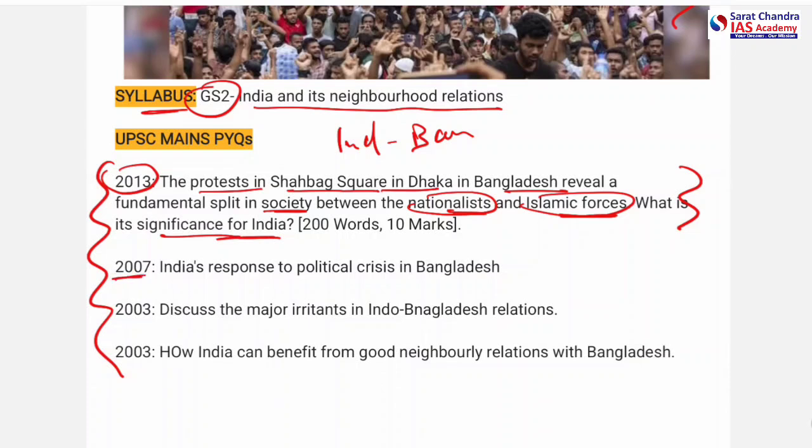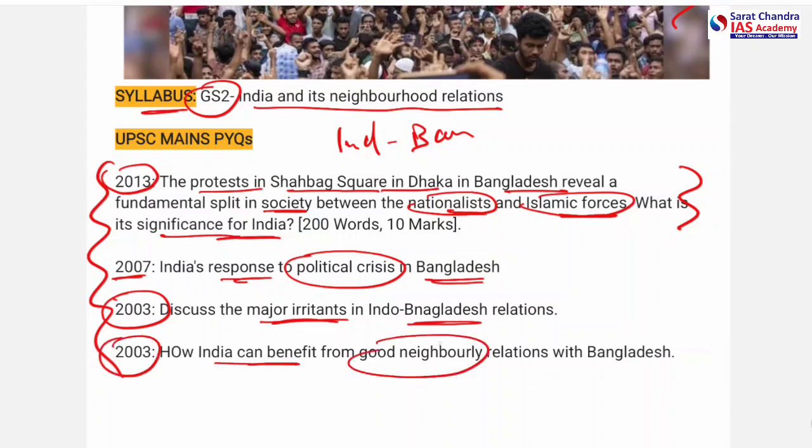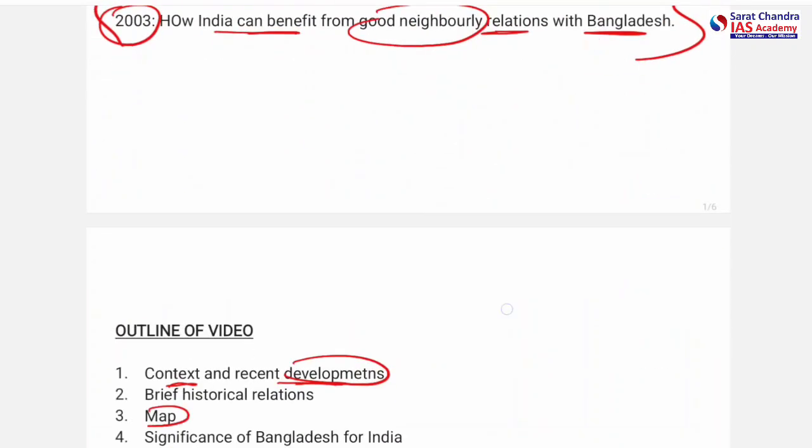In 2007, UPSC asked about India's response to the political crisis in Bangladesh. In 2003, they asked what the major issues or irritants in India-Bangladesh relations are, and how India can benefit from good neighborly relations with Bangladesh. In this discussion, we are going to integrate these points and address India-Bangladesh relations in a more comprehensive way. So let's start.